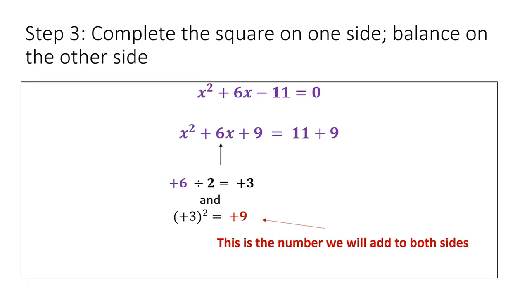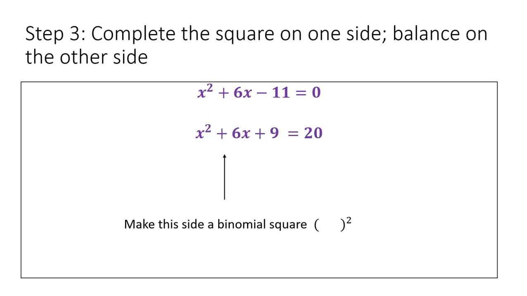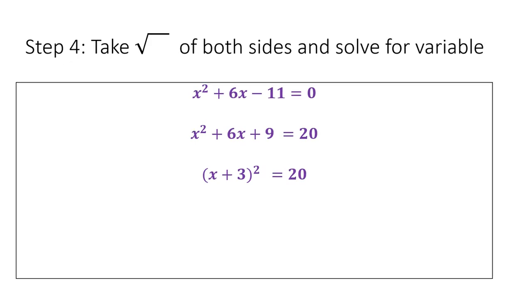Sorry about the unnecessary rectangle that just showed up around all of our work. So there we are so far. I'll combine like terms on the right. 11 plus 9 is 20. And now we've got to make a binomial square on the left. X squared plus 6x plus 9 is a perfect square trinomial, and it factors into x plus 3, that whole quantity squared. And we've solved equations like this before. So we've now completed the square on the left, balanced on the right, and we're ready for the next step.